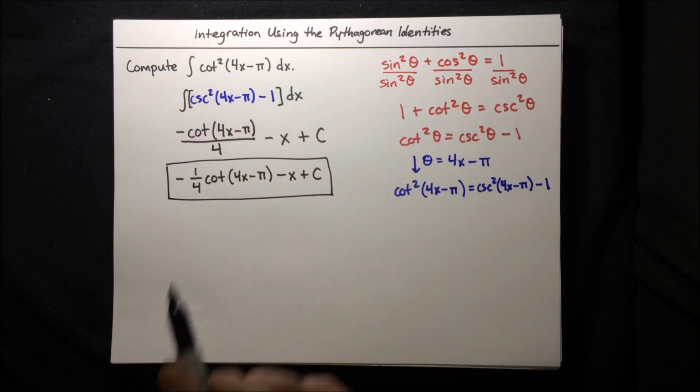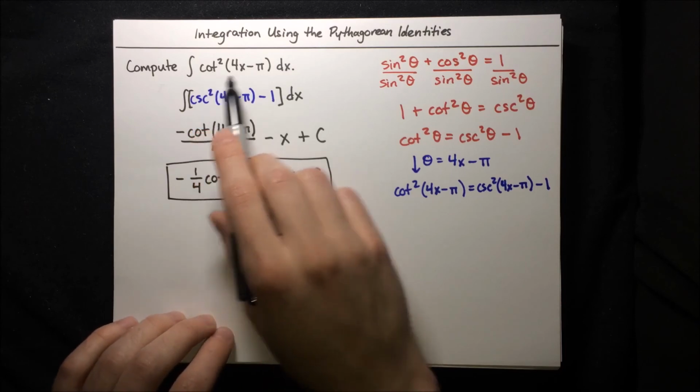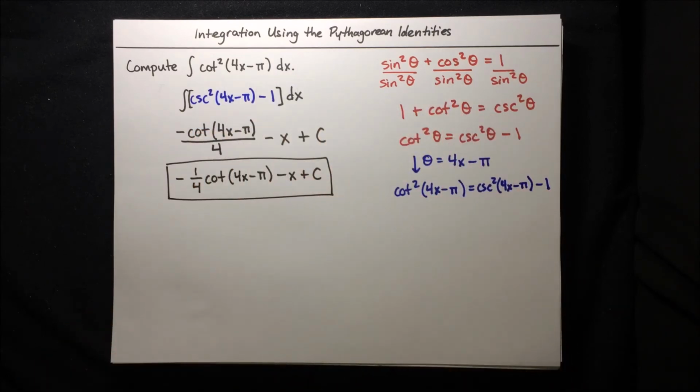So now we see how to solve some tricky trig integrals using the Pythagorean identities. And in the future, we'll continue to see how to make integral problems easier using trig identities, such as the double angle formulae.